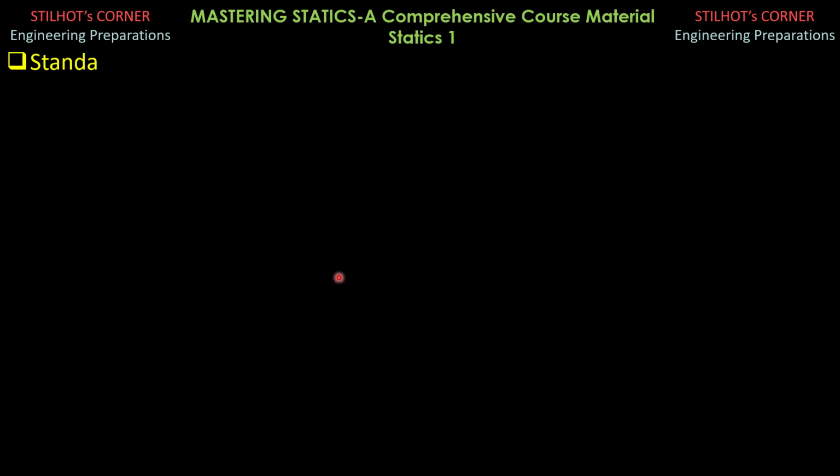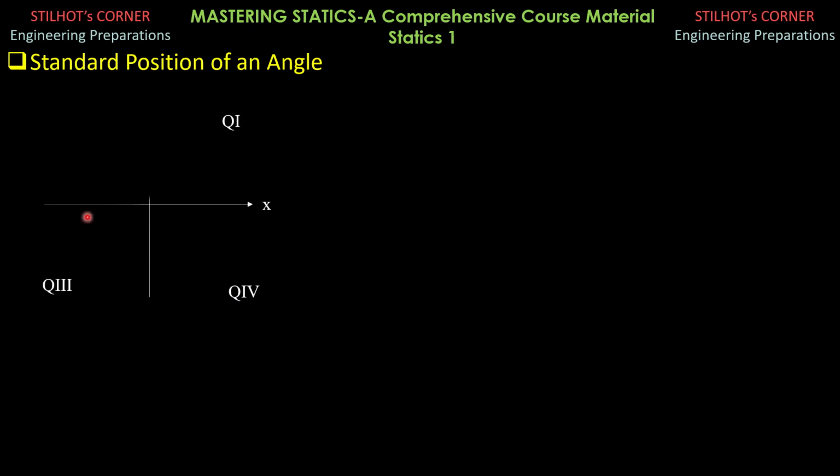So for this part, let's have the standard position of an angle. So if we have a plane here, the rectangular coordinate system, then the plane is divided into four quadrants. You already know that. So this is the first, second, third, fourth quadrant.